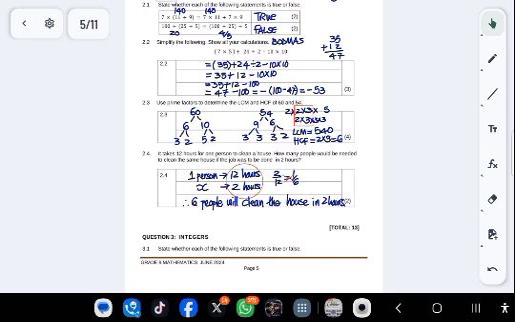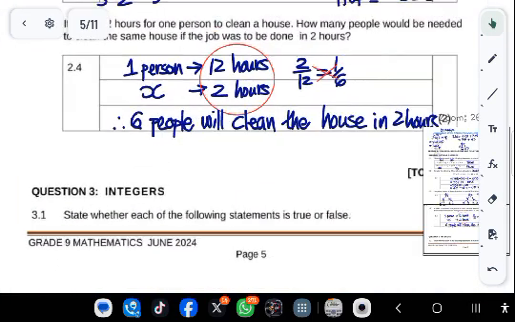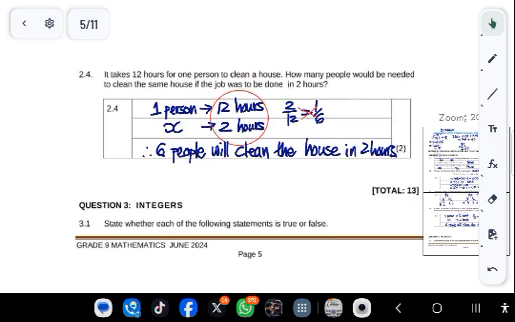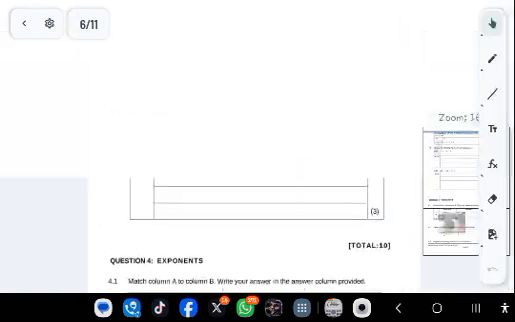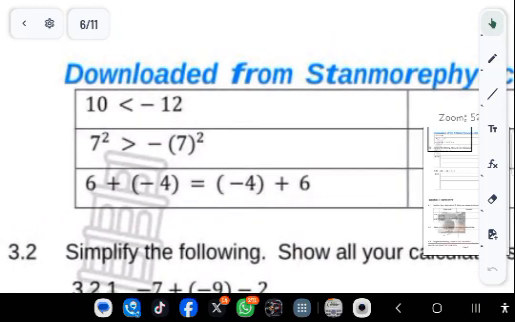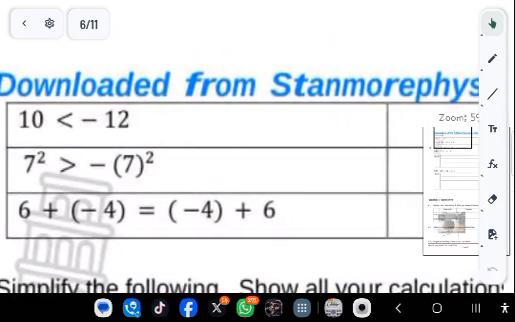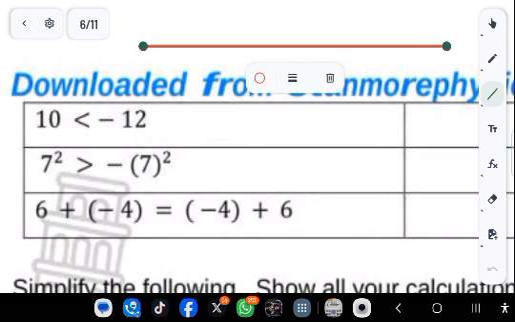Next, let's look at integers. State whether each of the following statements is true or false. 10 is less than -12. That is definitely false. 10 is bigger than -12, and this is the reason why.